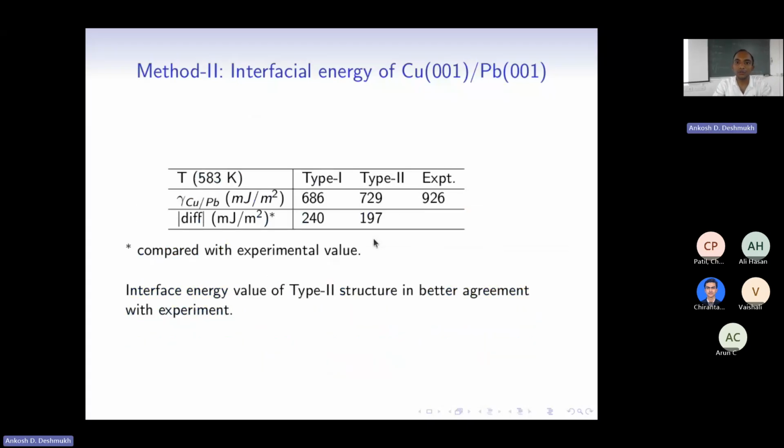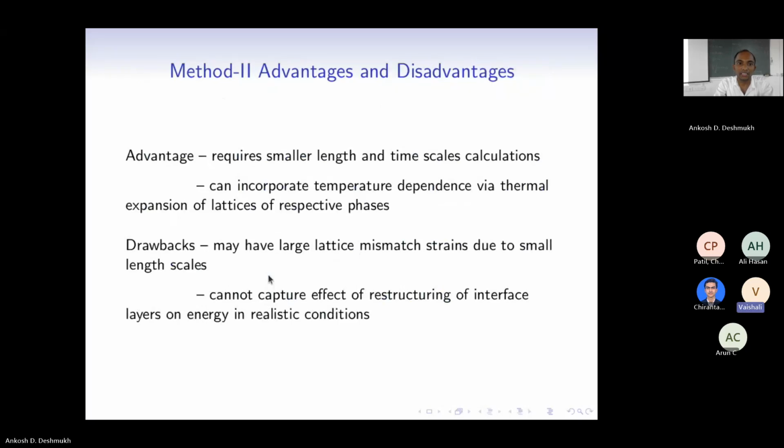So method 2, I have used to calculate the interface energy for copper 001 and Pb. If I use the type 2 structure of the interface, I got a reasonable value close to the experimental interfacial energy for this orientation of the material. So methodology 2 has some advantages and disadvantages.